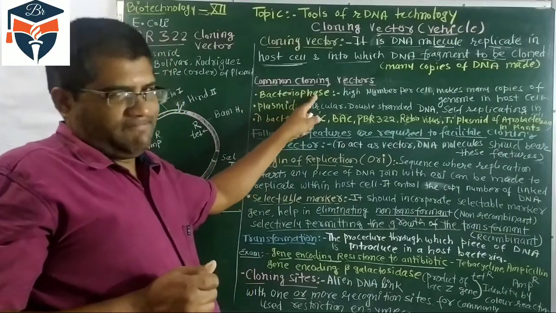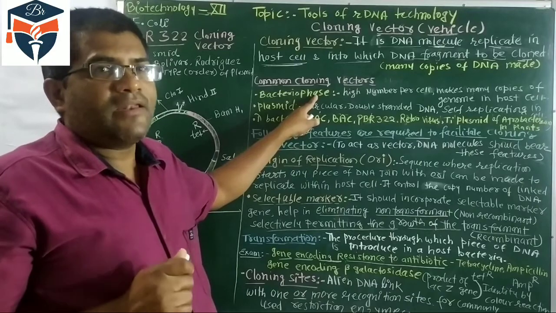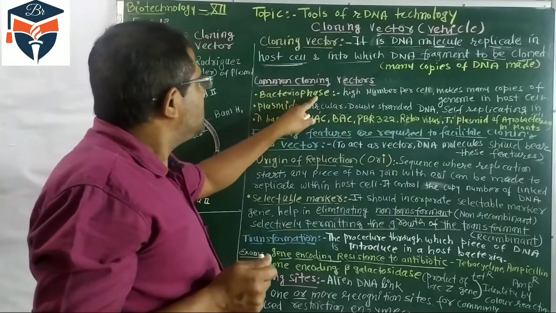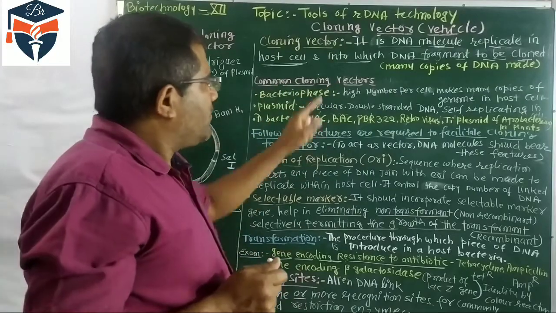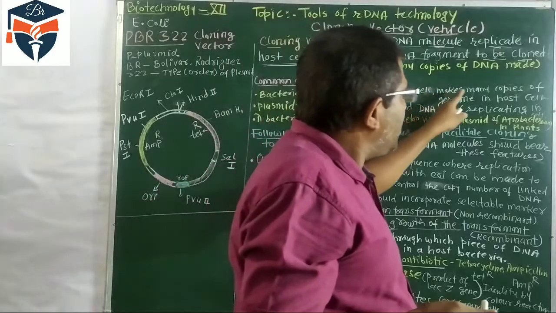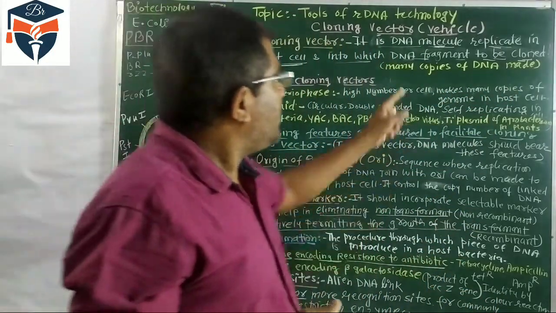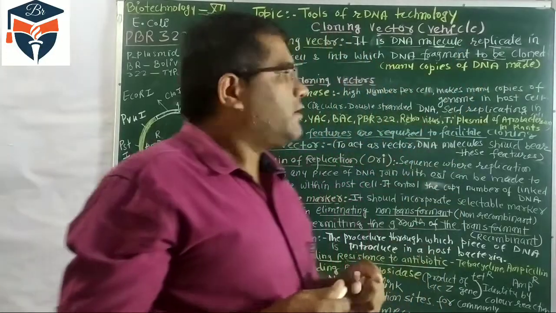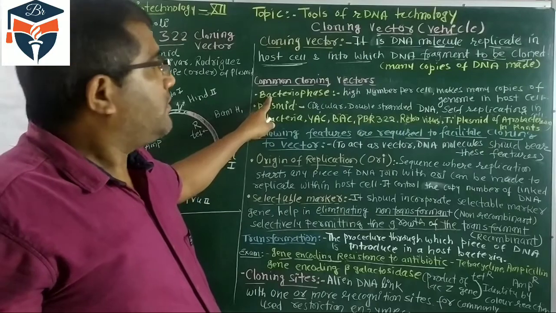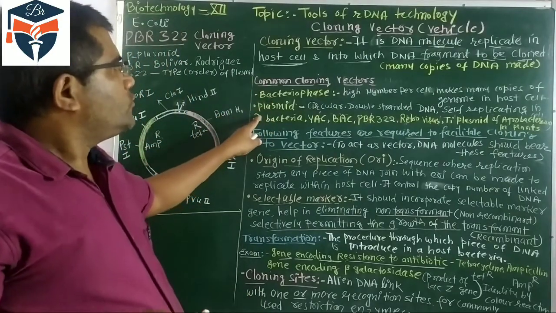Commonly used cloning vectors include the bacteriophage, the virus which attacks and infects bacteria. The bacteriophage is a common cloning vector because it occurs in high numbers per cell, and it makes many copies of the genome in the host cell. So here it is said copies of DNA are made. These bacteriophages make many copies of the DNA in the host cell.